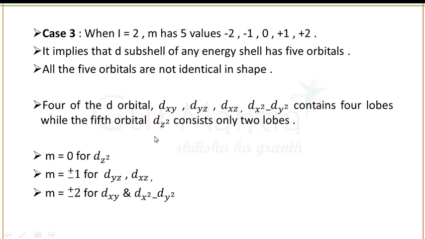Now, as you know, the value of m for the d subshell can be minus 2, minus 1, 0, plus 1 or plus 2. So you have to remember this. The value of m equals 0 for dz square orbital. This is very important. Questions have been asked directly: the value of m for dz square orbital is? So the value of m equals 0 for dz square.